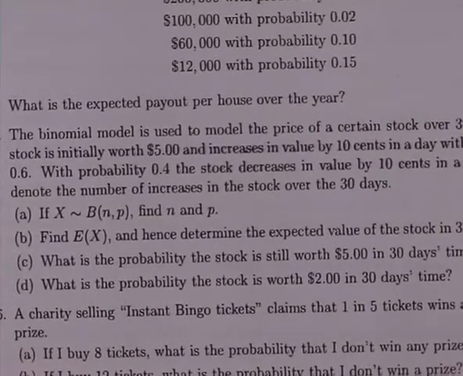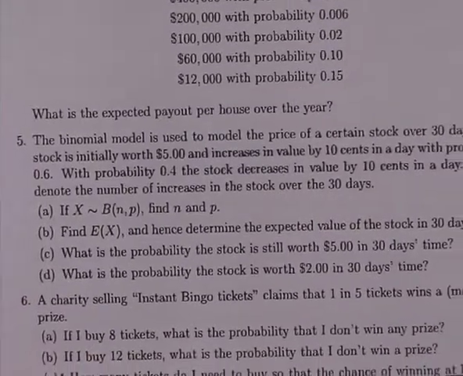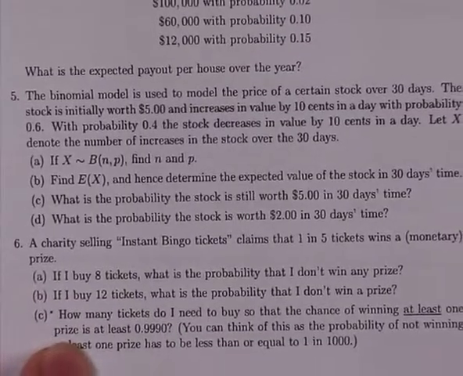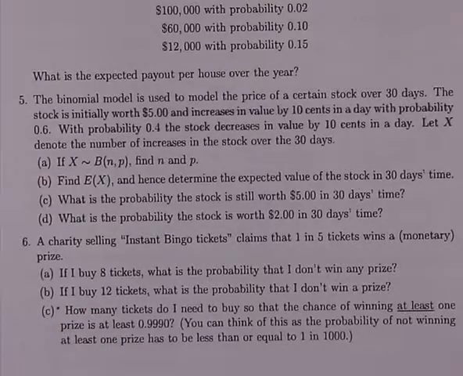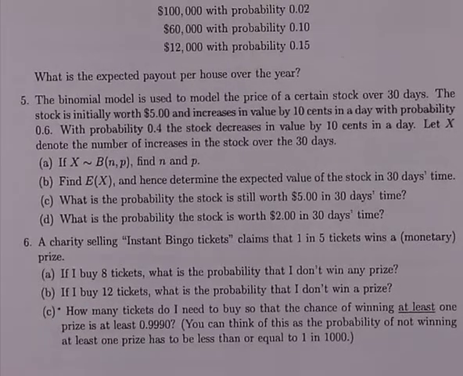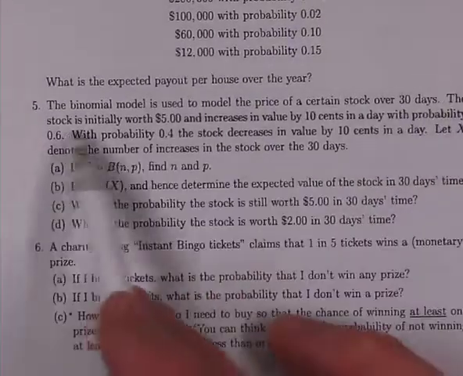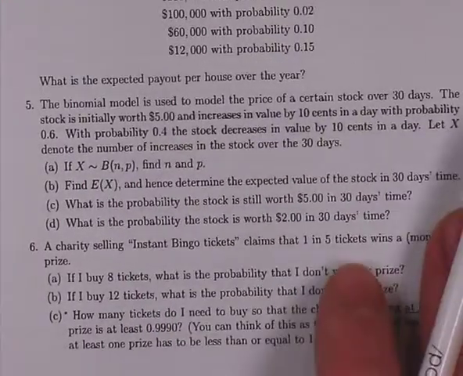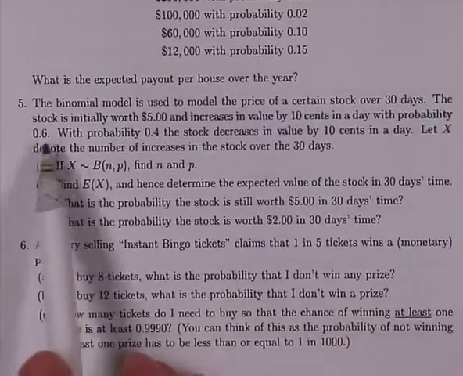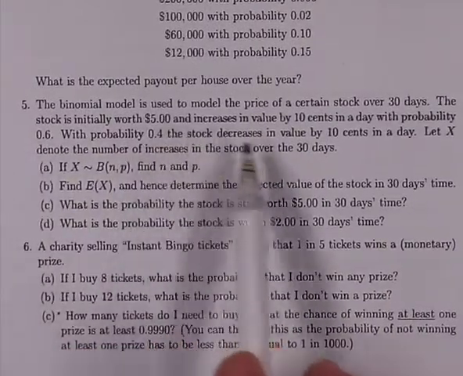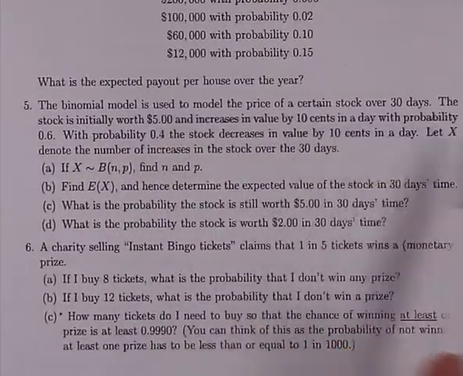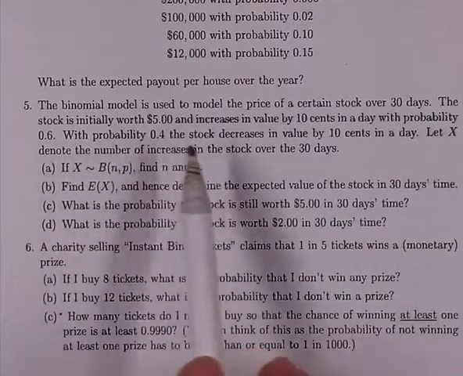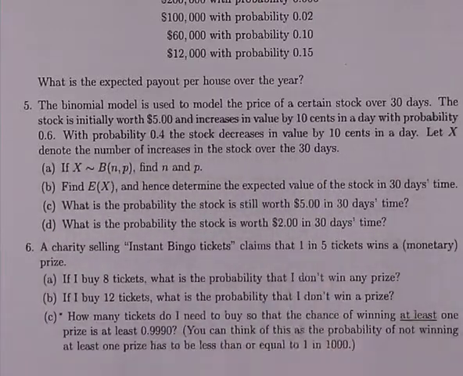This one is from assignment 5. The binomial model is used to model the price of a certain stock over 30 days. The stock is initially worth $5 and increases in value by 10 cents in a day with probability 0.6. With probability 0.4, the stock decreases in value by 10 cents in a day. Let X denote the number of increases in the stock over the 30 days.